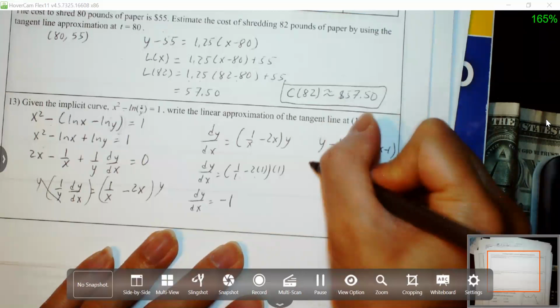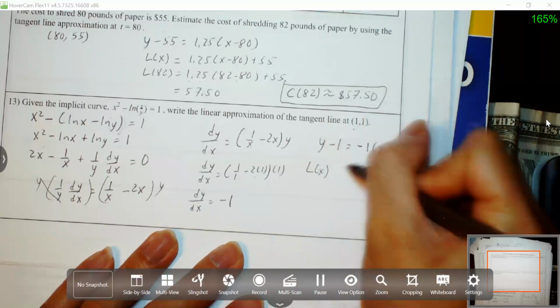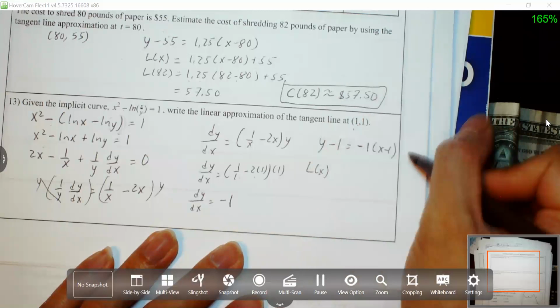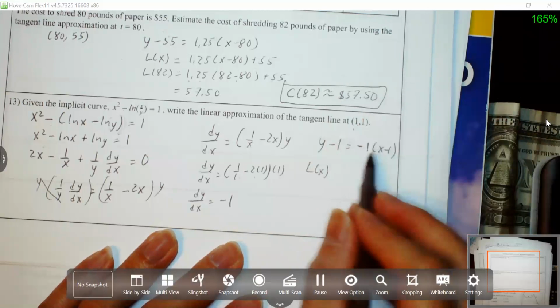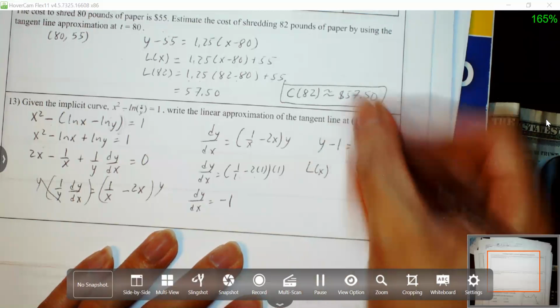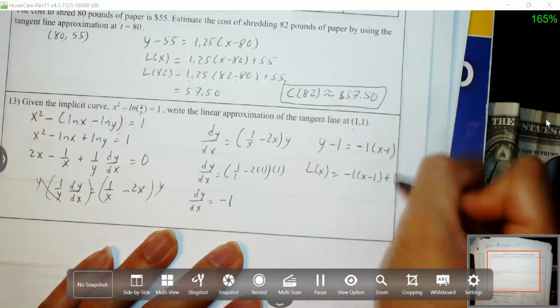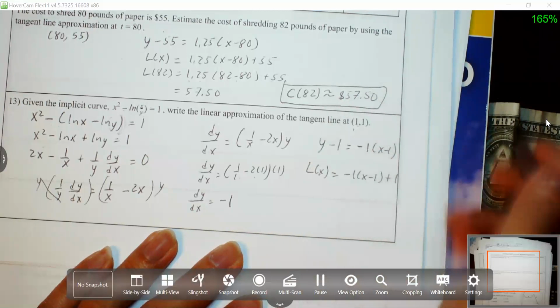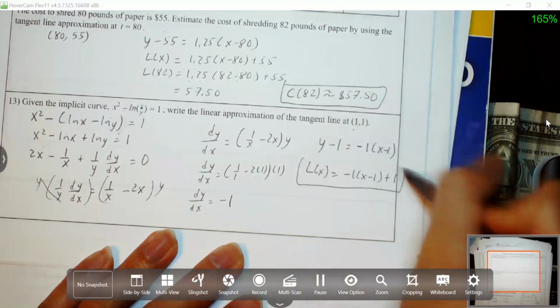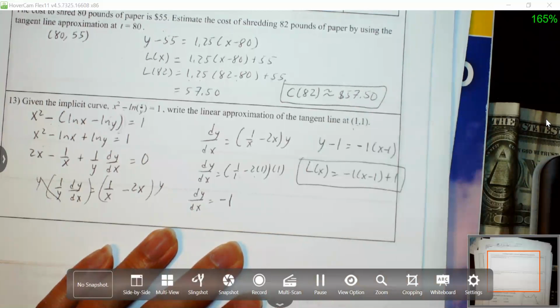So now this is going to be L of x. I'm going to add 1 to both sides. And since this is just a negative 1, okay, actually, you could just leave it like this. There's nothing wrong with this. Okay, it doesn't tell us to estimate anything, so that's fine. That's our linear approximation. Let's move on to the last page.